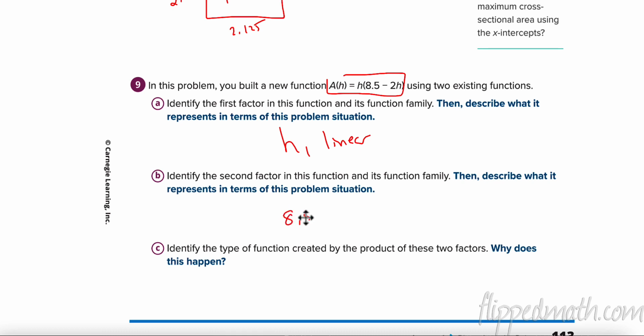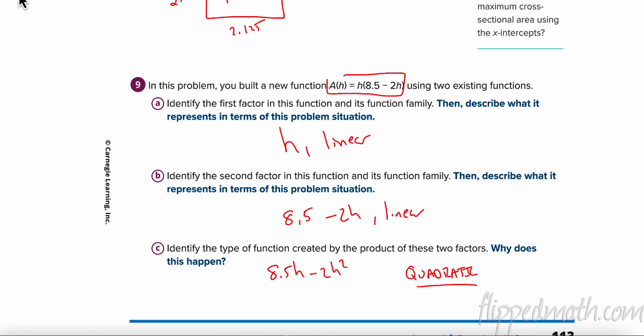Our second factor was 8.5 minus 2h. It is also linear because it has an exponent of 1. Its degree, the highest degree, is 1. And what does it produce when we multiply those together? Well, when we multiply them together, I'm going to get 8.5h minus 2h squared. And that squared means the result is quadratic because I have an exponent of 2. All right, very nice.